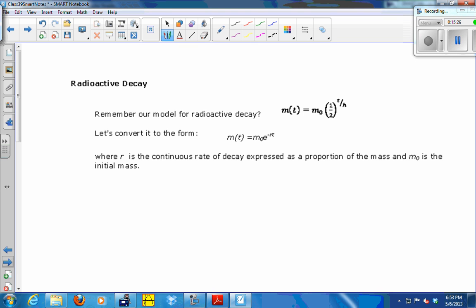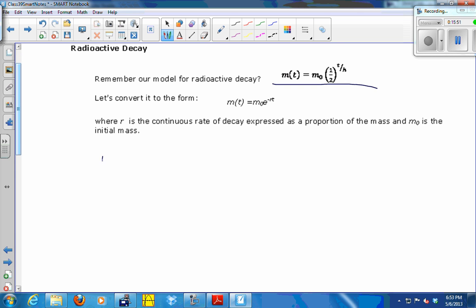So we can do a similar thing for radioactive decay. This is the formula we originally had for radioactive decay. Initial amount times 1/2 to the T over H. H is half-life, M0 is initial amount, T is time. We can convert it to M0 e to the negative RT. So it's the same kind of conversion. I want to force M0 e to the negative RT to equal M0 times 1/2 to the T over H.